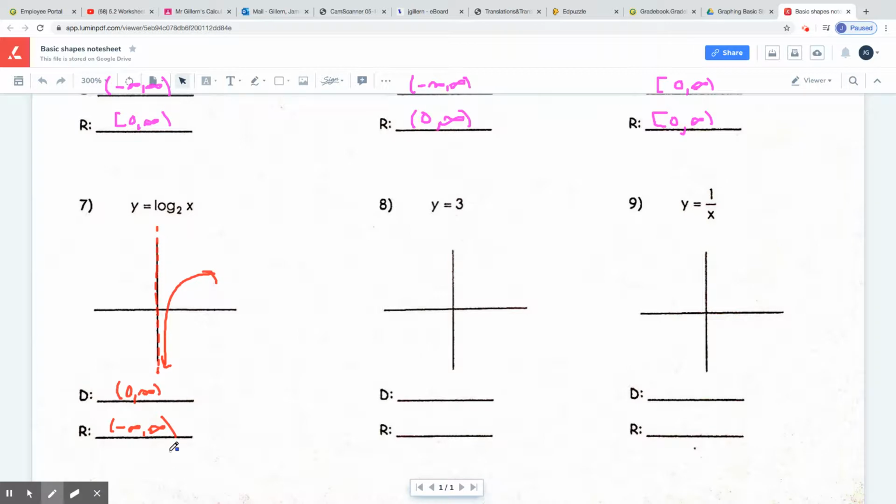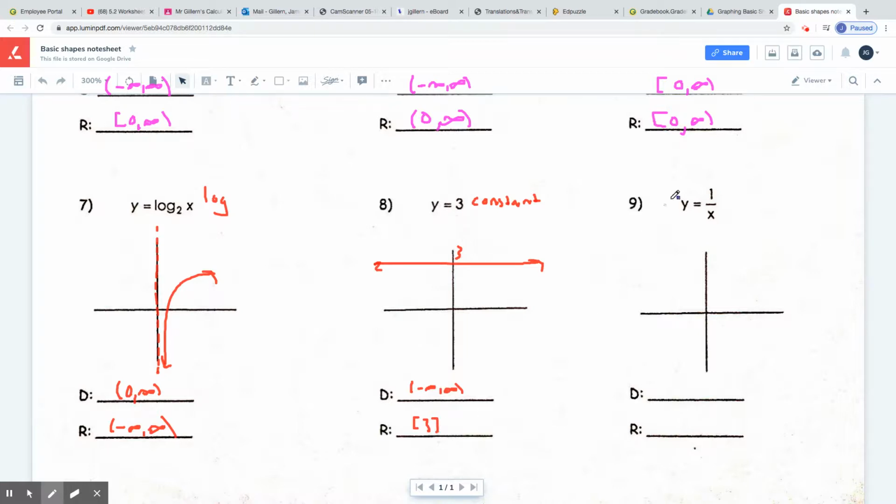Y equals 3. What does y equals 3 look like? This is a constant function. Obviously, the last one was a log, logarithmic, I should say. So a constant: y equals 3 is just a horizontal line going through 3. In this case, this would be 3. If it was negative 3, you put it down here. It's just a horizontal line going through that. So the domain is everything, negative infinity to infinity, and the range is just 3. So you put 3 in brackets.